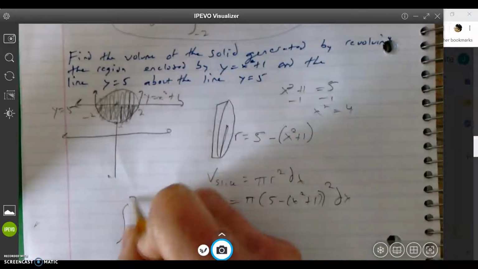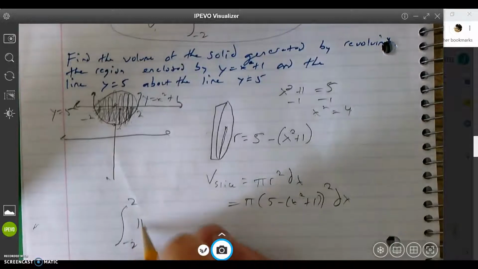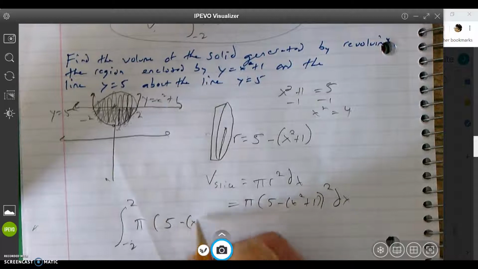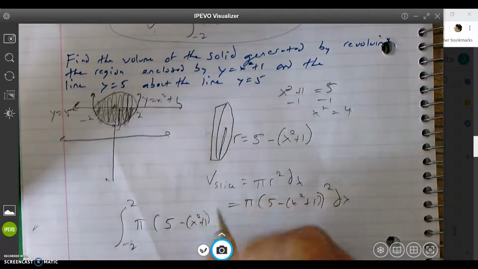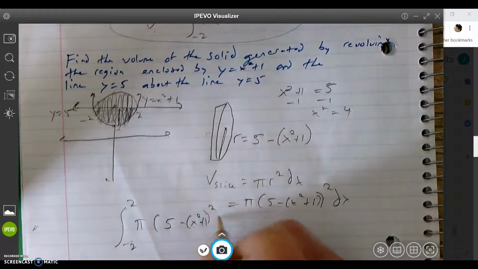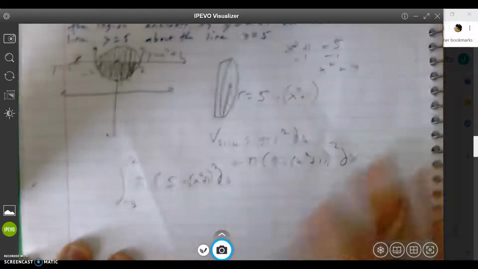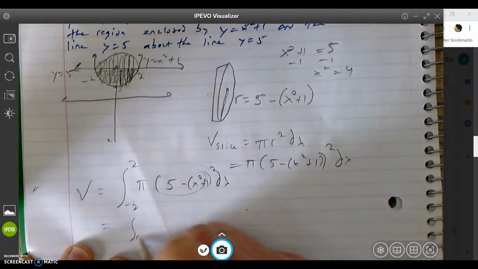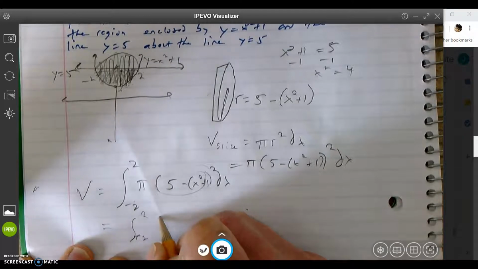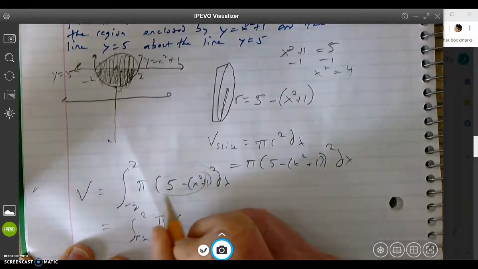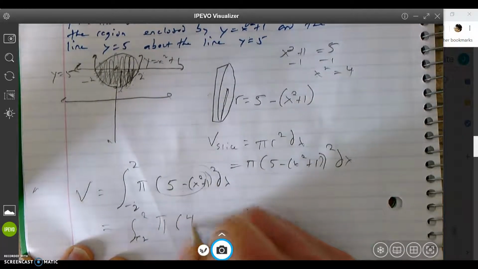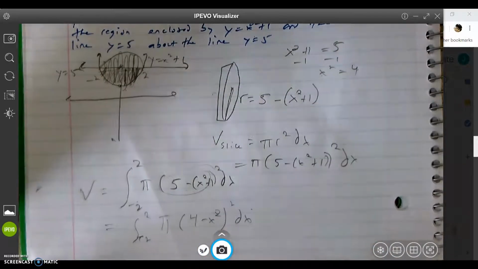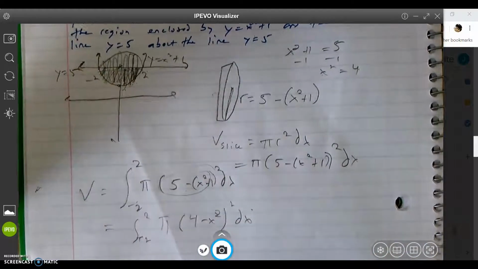So my integral is between negative 2 and 2 of pi times (5 minus (x squared plus 1)) squared dx. And if you really fancy, this is the volume, you can just simplify that a little bit if you want. The integral between negative 2 and 2 of pi times (5 minus 1, which is 4, minus x squared, when you distribute the negative) squared dx. Both of those are the same thing, both acceptable answers, we good.